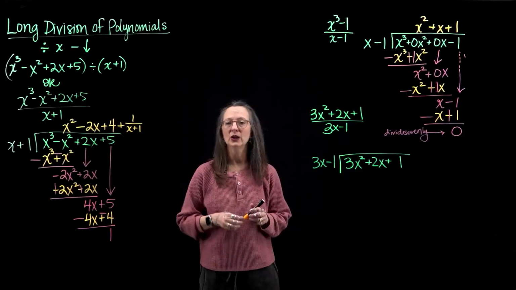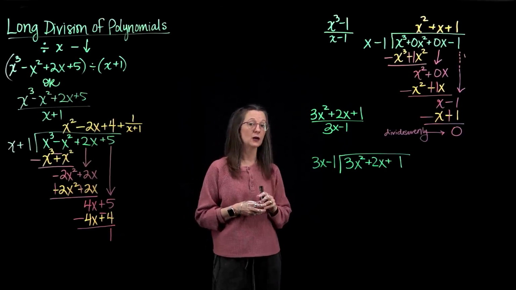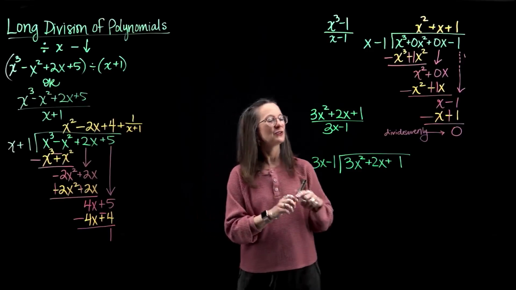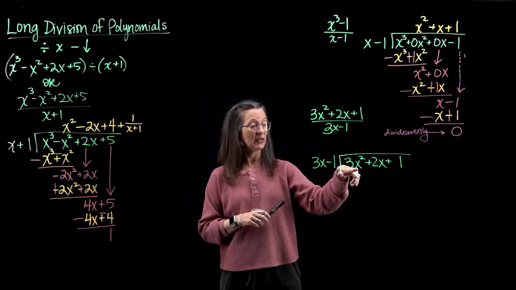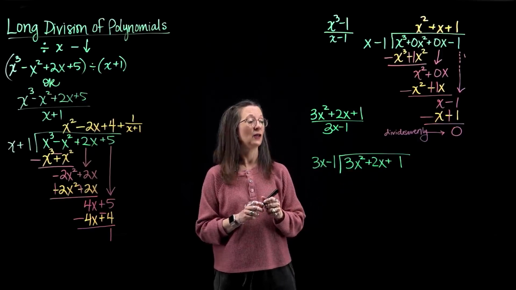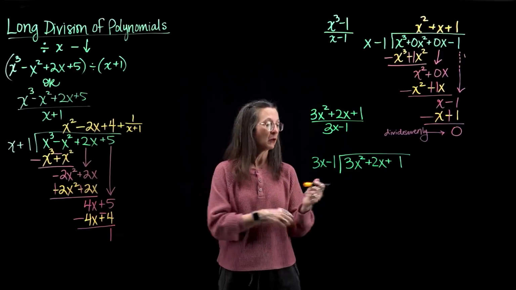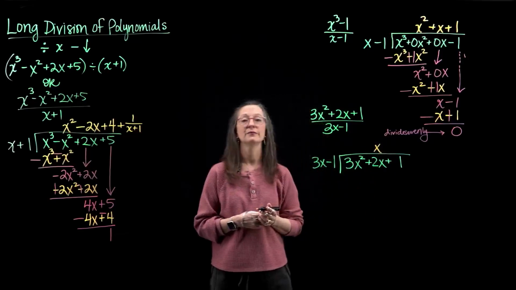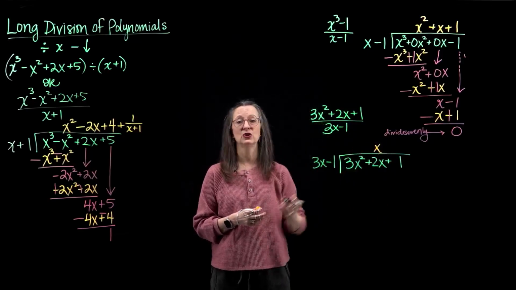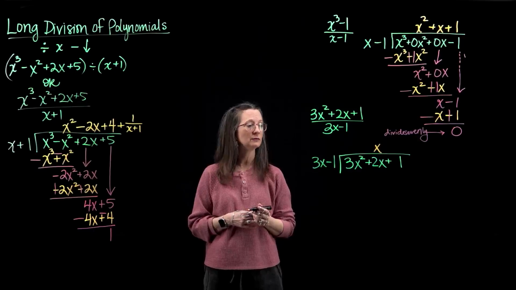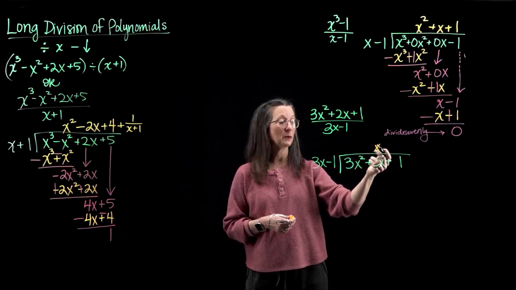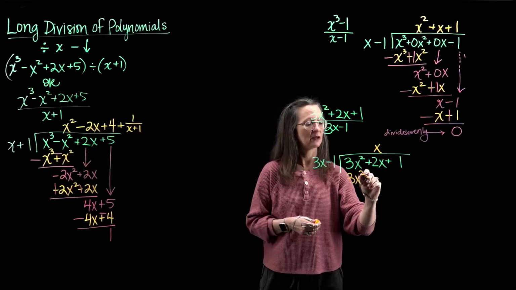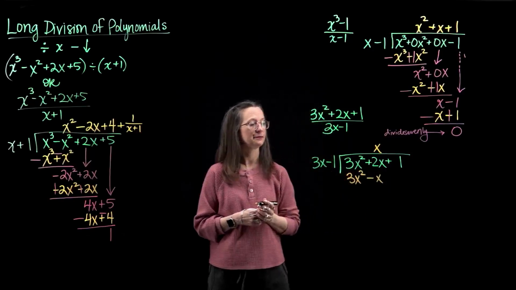All right, I want to encourage you to pause the video, work this out, and then restart it to check yourself. Okay, welcome back. So we want to start with 3x squared divided by 3x. Well, 3x squared divided by 3x would give us just x. So we'll write x above the 2x on top of that division bar. Then we'll do the multiplication part. X times 3x is 3x squared. X times negative 1 is negative x.